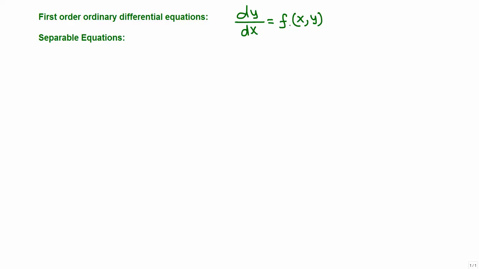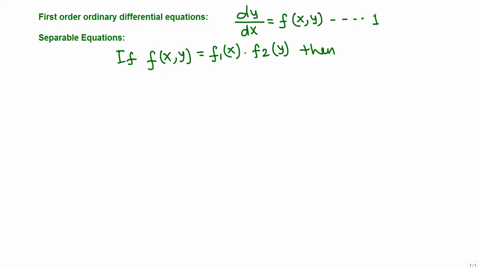If this function f(x, y) can be written as a product of two functions, let's say f1, a pure function of x alone, times a second function f2, a pure function of y alone, then in that case we call this first order differential equation separable, because we can separate the variables.